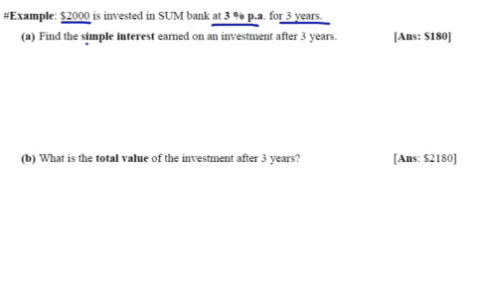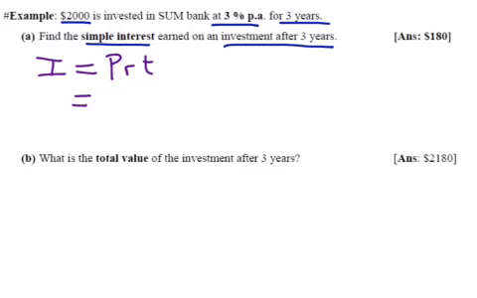So we've got to find the simple interest earned on the investment after 3 years. So, first thing we do is write the formula down. Interest equals principal times the interest rate times the time. Now the principal in this question is $2,000. You multiply that by the interest rate, which is 3%.